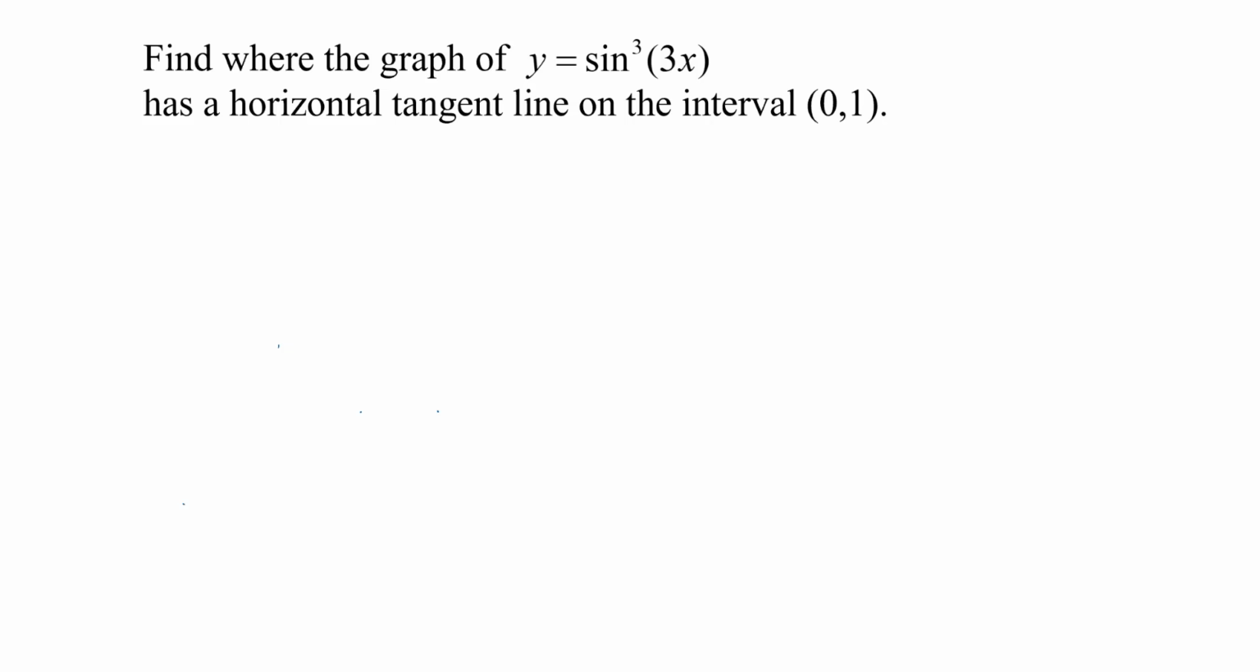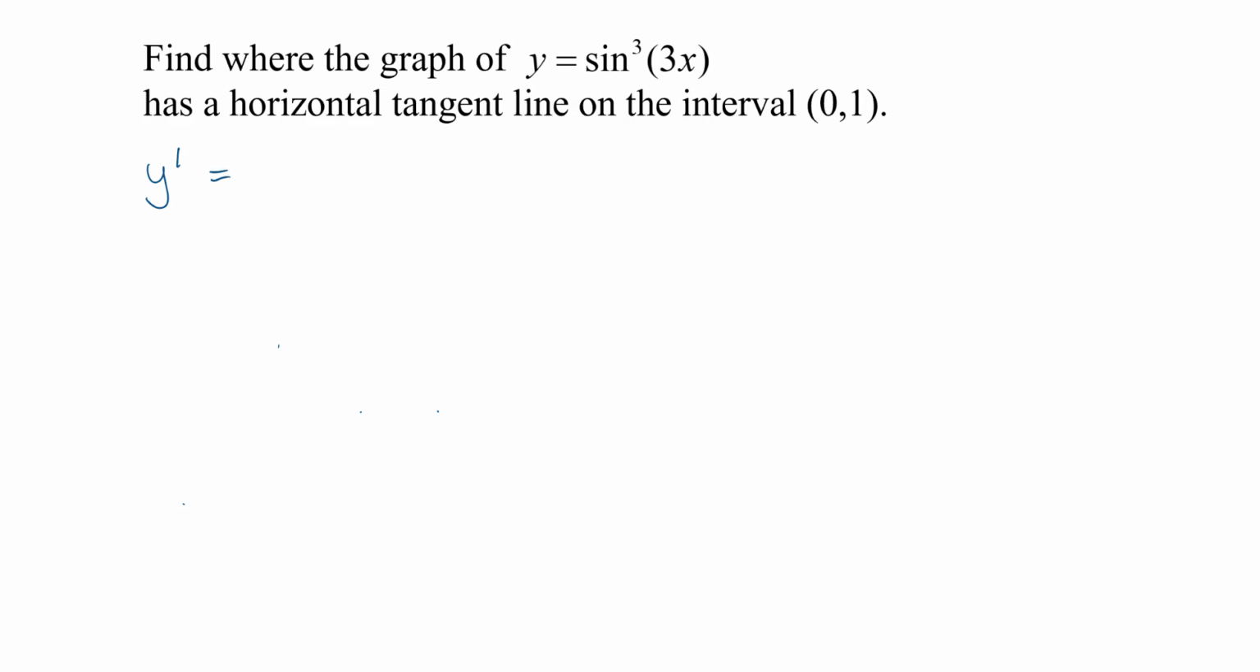Find where the graph of y equals sine cubed 3x has a horizontal tangent line on the interval from 0 to 1. Okay, so first of all, if we want to know where there's a horizontal tangent line, horizontal lines would be when the slope is 0. So we need to figure out for this function when the slope is 0.